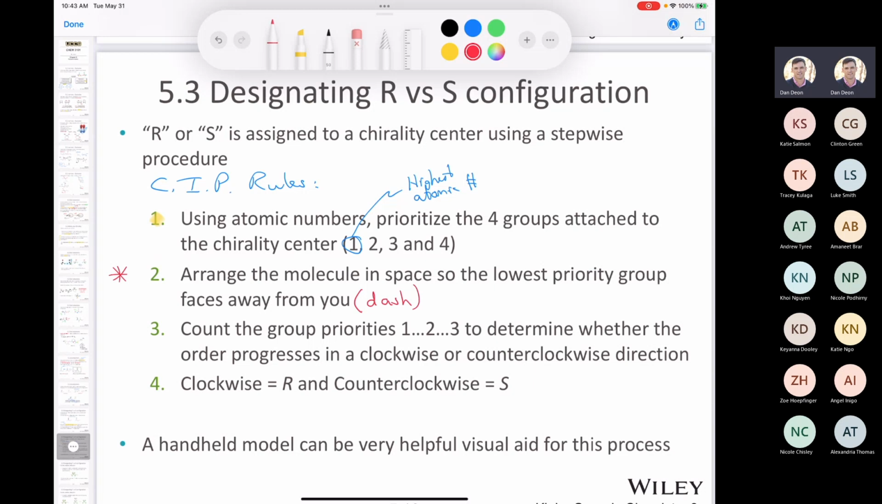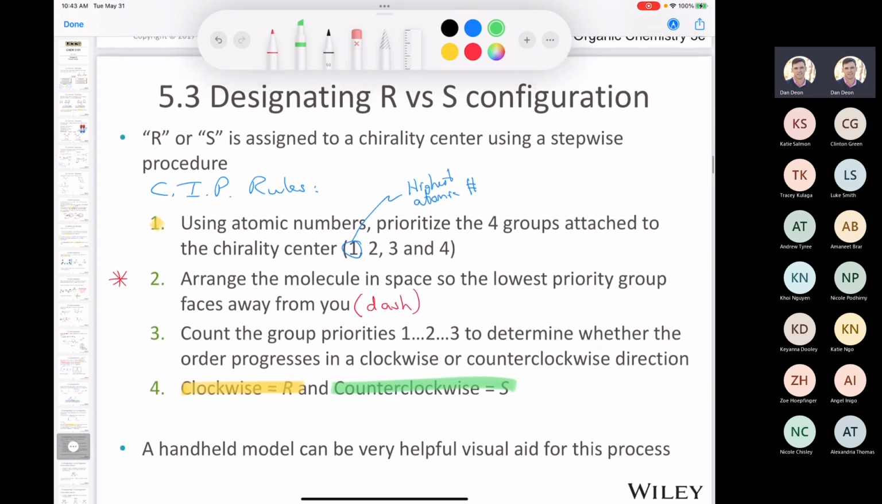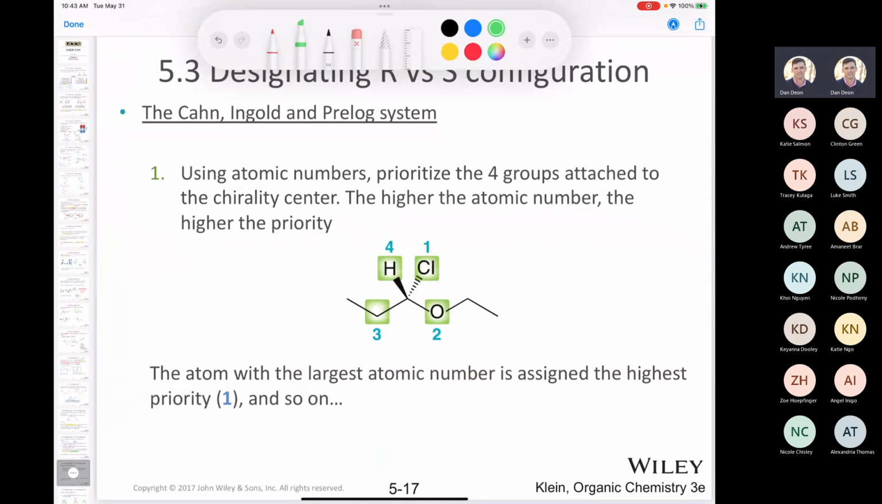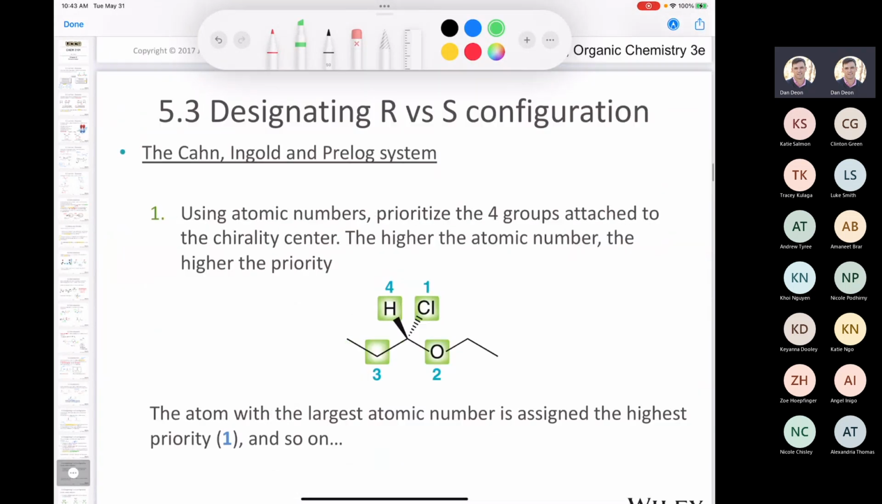Then you count the group priorities, 1, 2, and 3, around the stereo center, determining whether they go in a clockwise or counterclockwise fashion. If they go in a clockwise fashion, the stereochemistry is R. If they go in a counterclockwise direction, it's S. And this is another example where a handheld model can be super duper useful. Let's take a look at an example, because the example that I have in here is not the best example in the world. Let me give you a better example.